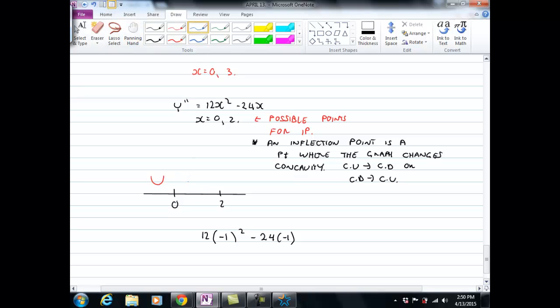The graph goes down, I believe, and then it goes up. So right off the bat, I want to highlight these points. Notice where this changes: 0, 2. It changes concavity, so these are called my inflection points, IP, because it changes concavity here and here.